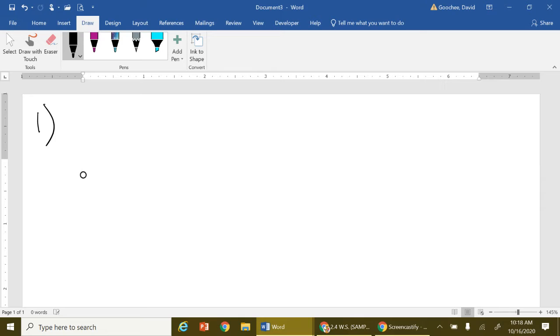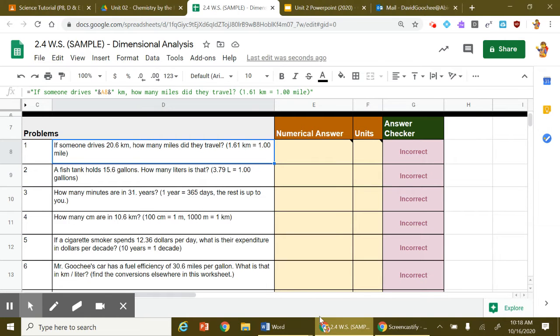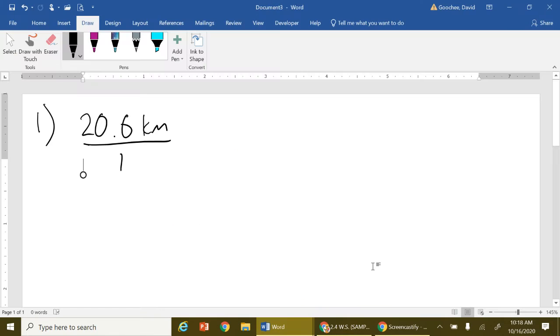Problem number 1. Okay, so we had to travel 20.6 kilometers, I believe it was. Let me double check this. 20.6 kilometers, how many miles is that? So we start with 20.6 kilometers on the far left, and we're going to try and convert it into miles on the far right. Okay, so there we go. So let's get to this.